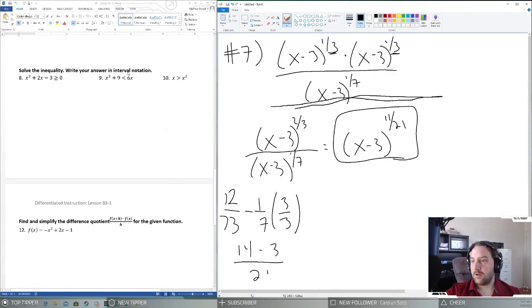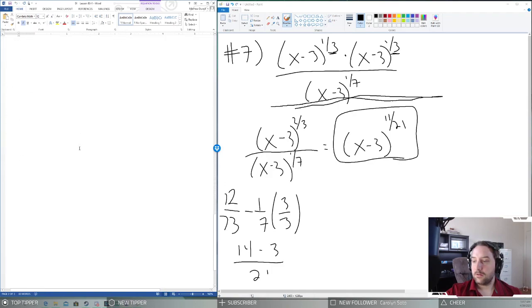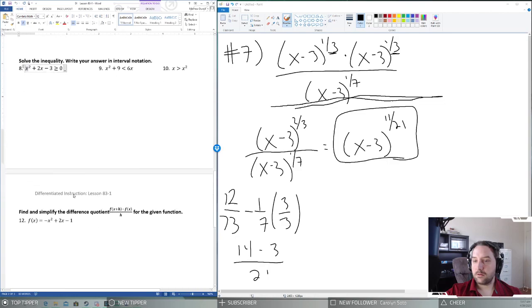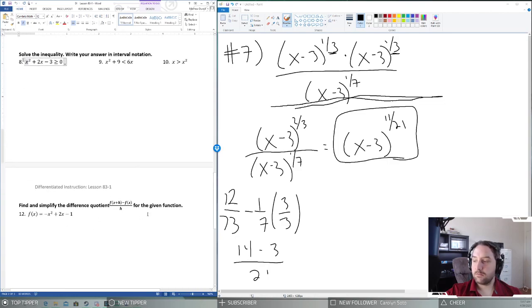All right, solving inequalities. We've looked at that a lot. Any questions on that? It's where you find the values, you put it on the number line, you test true or false, and then you shade wherever it's true, and that's your answer. And then questions on the difference quotient. Remember, the goal is to cancel out the h.